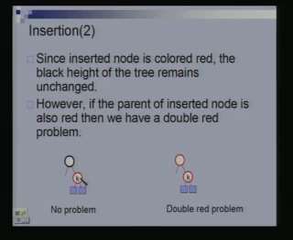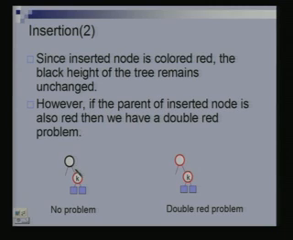So the property that the black depth or the black height of all the external nodes should be the same continues to hold. The problem could, however, be one of what is called a double red, right? And that happens if the parent of this node is red, as is in the picture here. So, this is the node I created. If its parent is red, then we have a double red problem, and we have to handle this problem now, right?